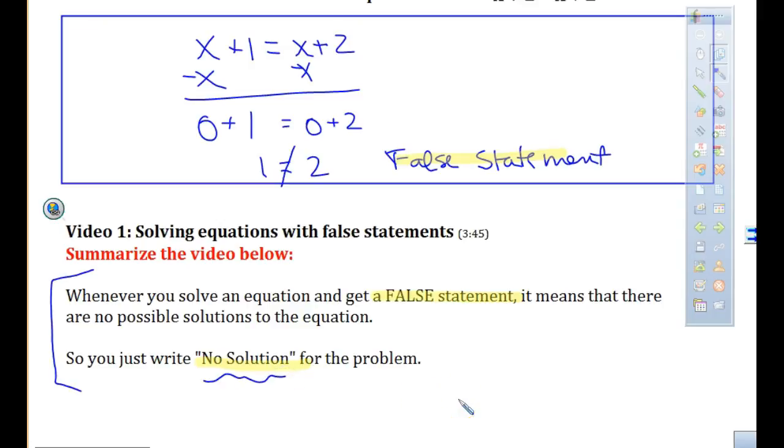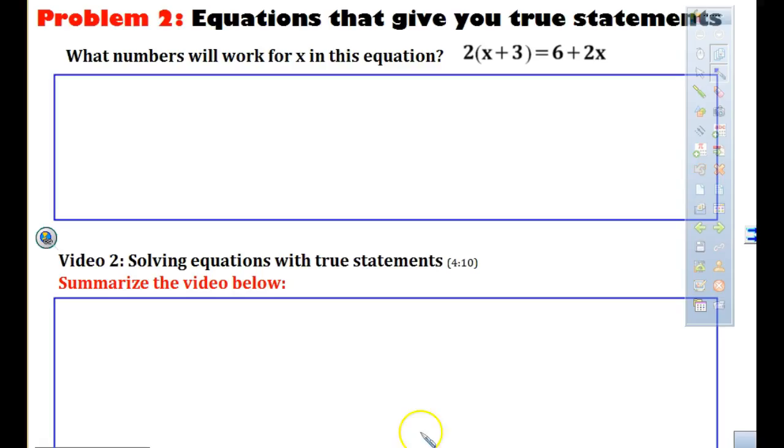So today in some of the problems, you're going to get an answer. Like it's going to come out x equals 4. You leave it x equals 4. You're going to get x equals negative 3/5. You're going to leave that as an answer. But if you get a problem and you're solving it and it comes out to be a false statement, the variable's canceled, you're going to write no solution. Okay?